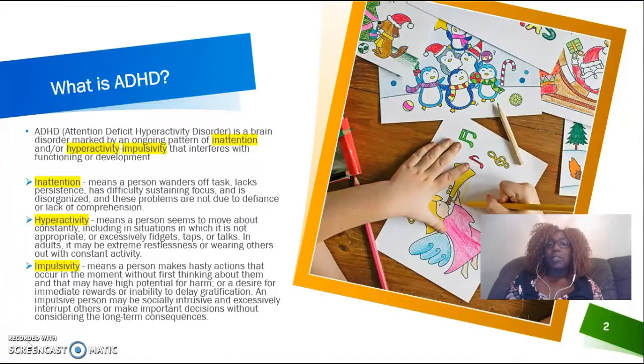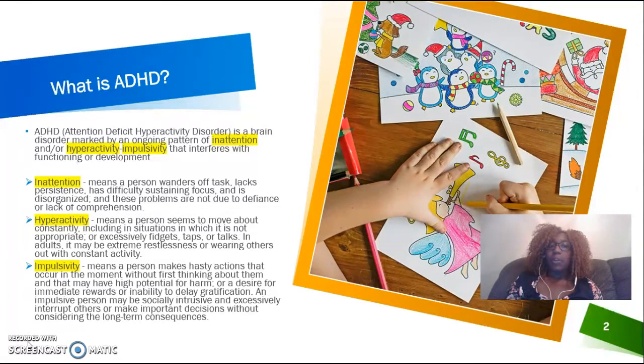Hyperactivity means a person seems to move about constantly, including in situations in which it is not appropriate, or excessively fidgets, taps, or talks. In adults, it may be extreme restlessness or wearing others out with constant activity. So hyperactivity is not being able to sit down for long periods of time. Often younger children will jump around, walk around. They can't stay seated for long periods of time without moving around.